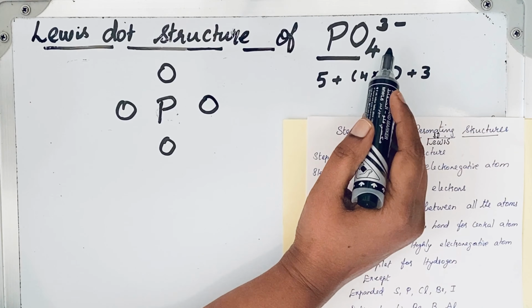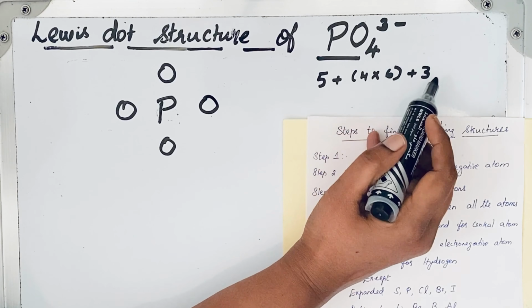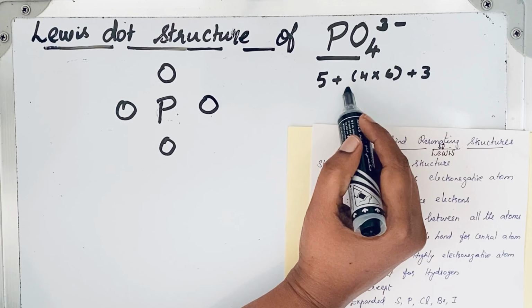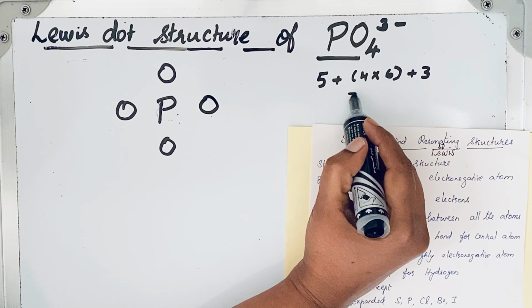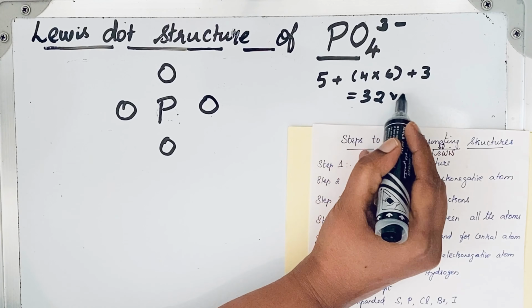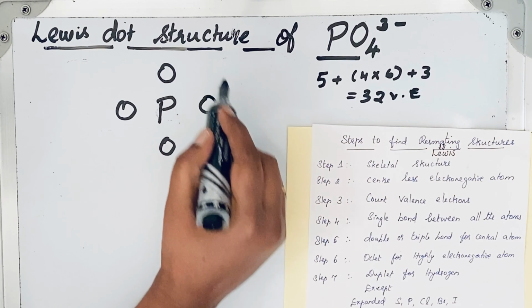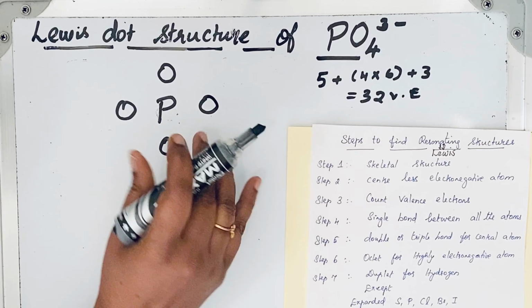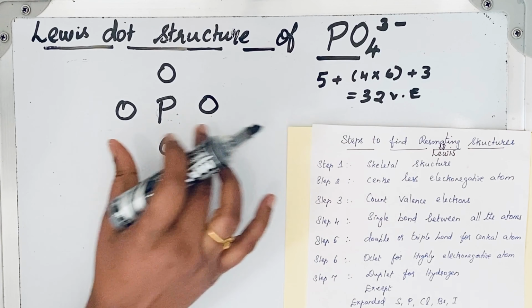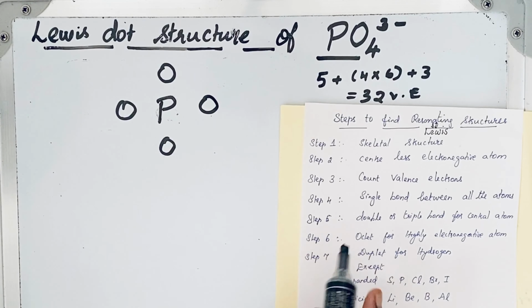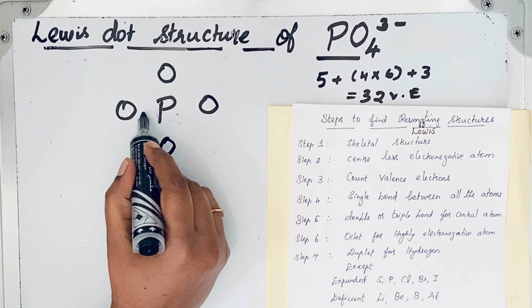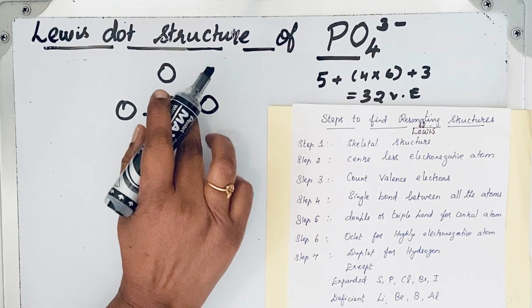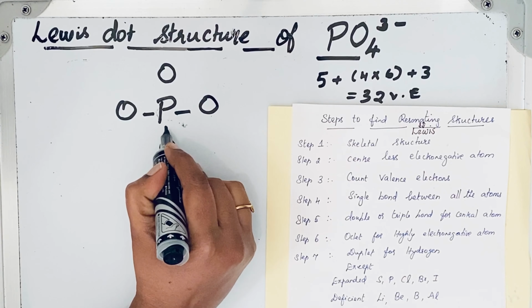If it is a cation, you should subtract. Now if you add all together, you will get 32 valence electrons. So there are 32 valence electrons in the phosphate ion. Now come to step 4, single bond between all the atoms. So we draw a single bond between all the atoms.